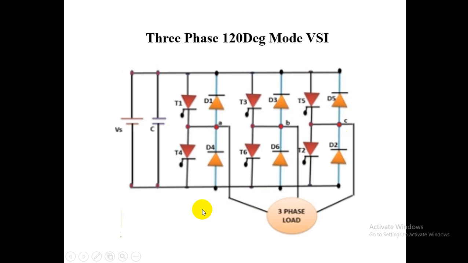We'll see the details. There exist 6 steps of operation. As the name indicates, this is 120 degree operation. Means that this T1 is going to be in on state for 120 degrees every time, and T3, T5 also going to be in on state for 120 degrees. Instead of 180 degrees, they are going to be on only for 120 degrees.